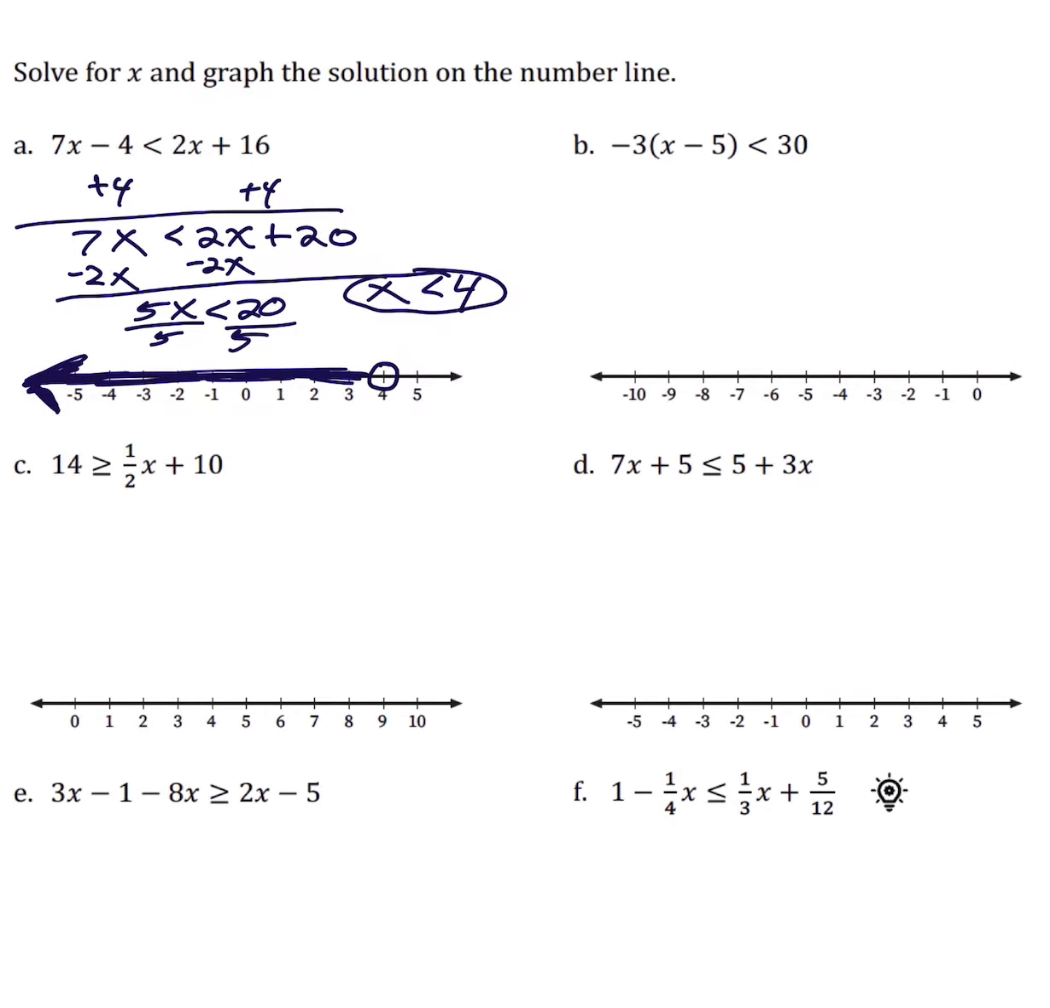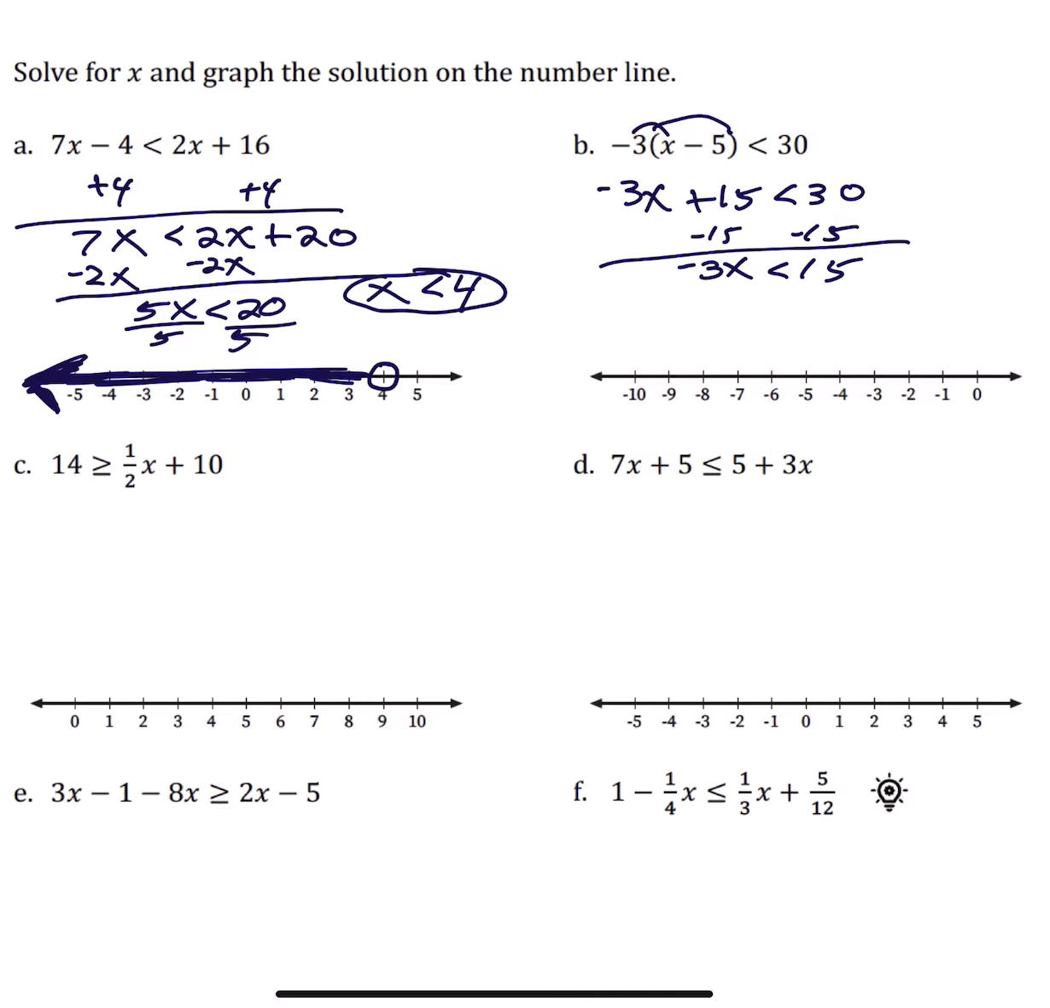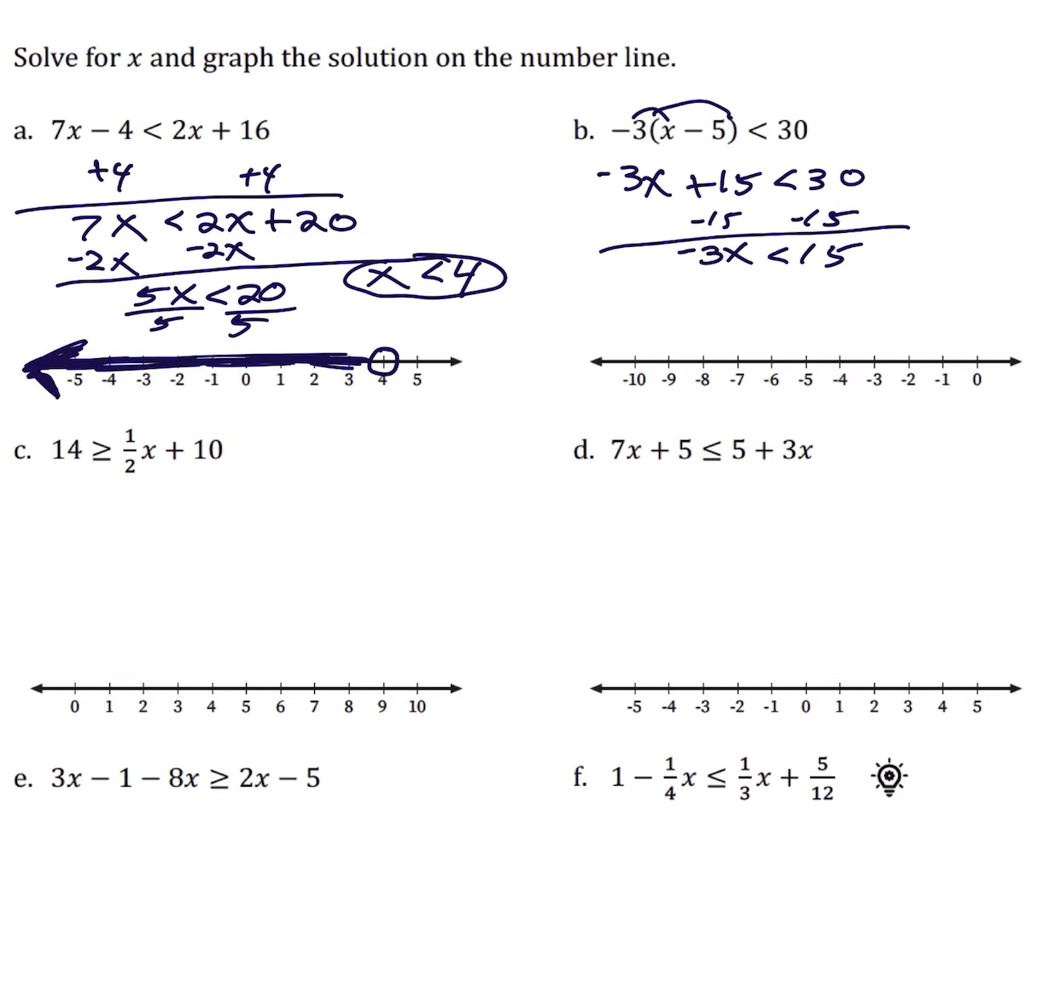Okay, let's go to B. Right now we have negative 3x because we're distributing. You'll probably remember that from a previous lesson. Plus 15 is less than 30. Subtract 15 from both sides. No problem with that, but something interesting happens this time. Now we're at negative 3x is less than 15, and when we divide both sides by negative 3, we have to remember to flip our less than or greater than sign. So we end up with x is greater than negative 5.